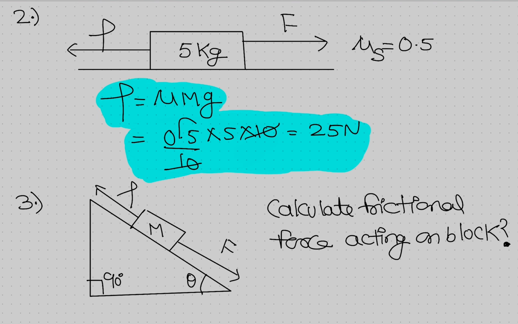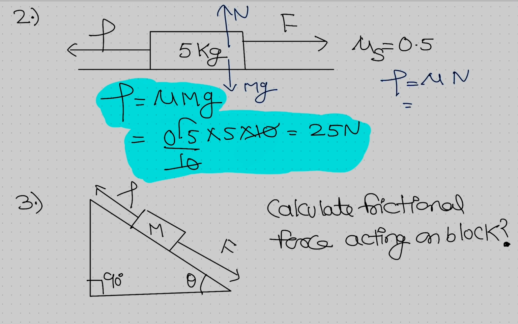A block of mass 5 kg is at rest. Applied force is towards the right and friction force is towards the left, and the coefficient of static friction here is 0.5. You can simply write F equals mu N, and N equals mg here, because mg acts downwards and N acts perpendicular to the plane, right? So F is 0.5 times m times g. On taking the value of g, always take 10 if 10 is mentioned, or else take the value 9.8, right?